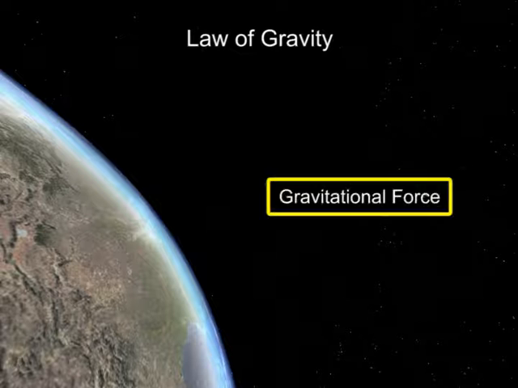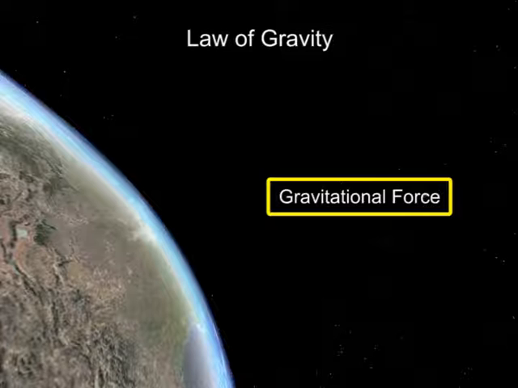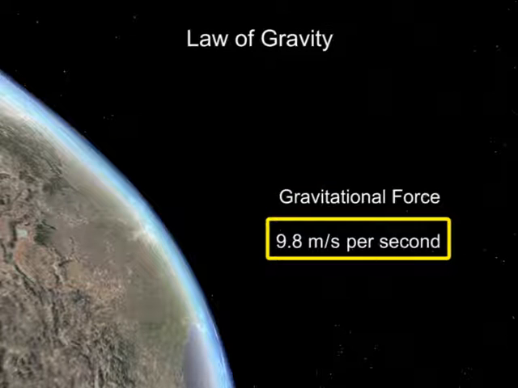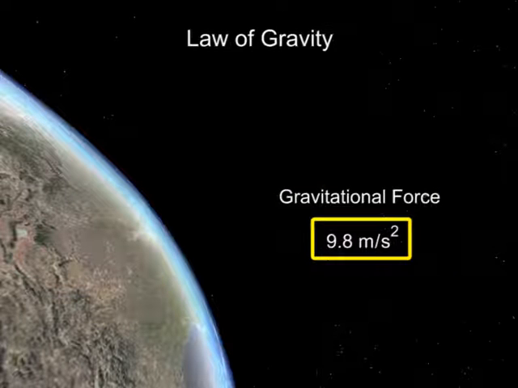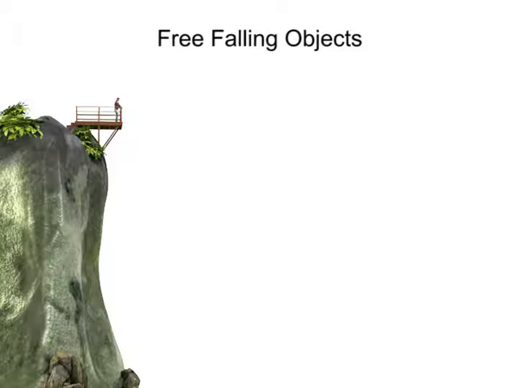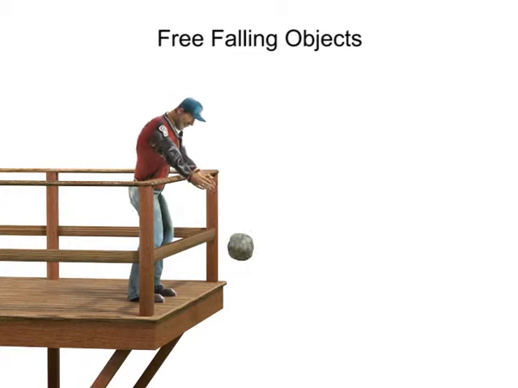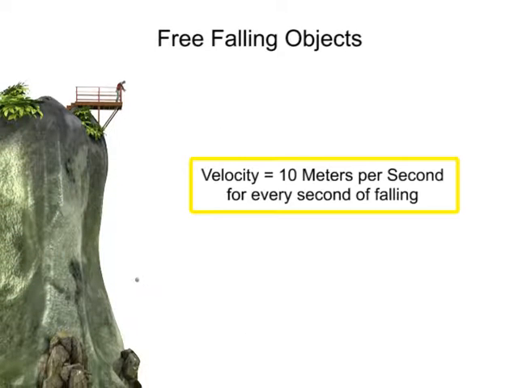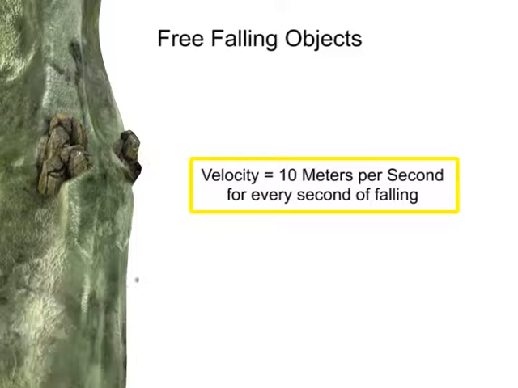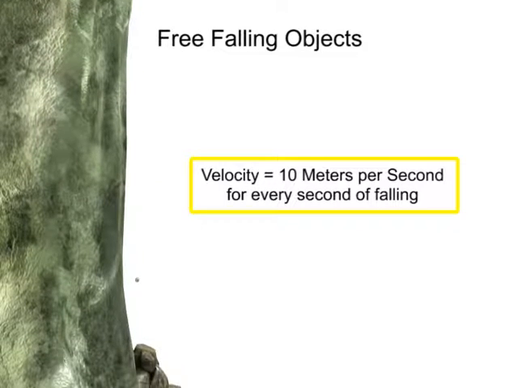This gravitational force is experienced as an acceleration of 9.8 meters per second squared. However, for simplicity, gravitational acceleration is often rounded to 10 meters per second squared. To illustrate the effects of gravity on free-falling objects, let's look at what happens when you drop a rock from a cliff. With no wind resistance, the rock's velocity increases by 10 meters per second for every second it falls.